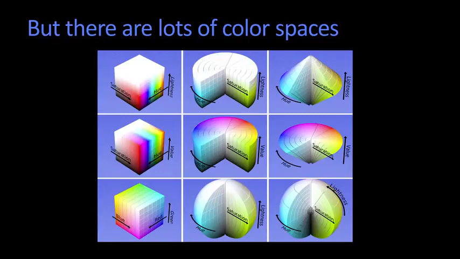As I said, there are lots of different color spaces. Here's a nice picture of all these different ways of representing these things. By the way, notice the one here at the bottom left, red, green, blue. We'll talk about that one in a minute. All right, but let me show you my favorite.